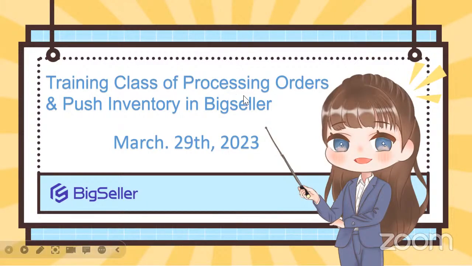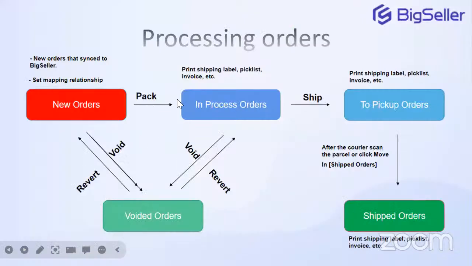So now let's move on to the first part, order processing, how to process your order. Here is the flow chart of order processing. In our Big Seller, we have 4 steps to process our new orders. New orders will be automatically synced to our Big Seller system, and then you can pack. After the order has been successfully packed, it will be moved to the second status, in process orders. Then you can do the printing, pack your package, and the final step is to ship your order.